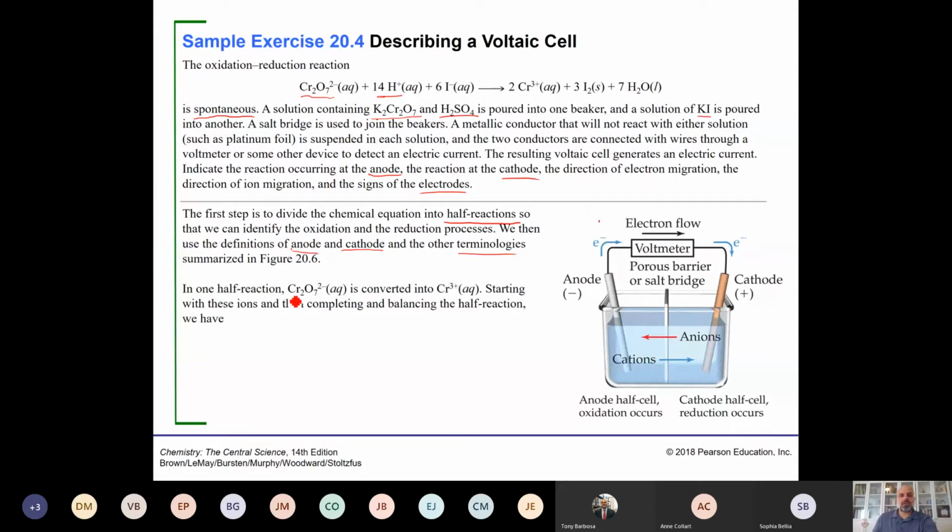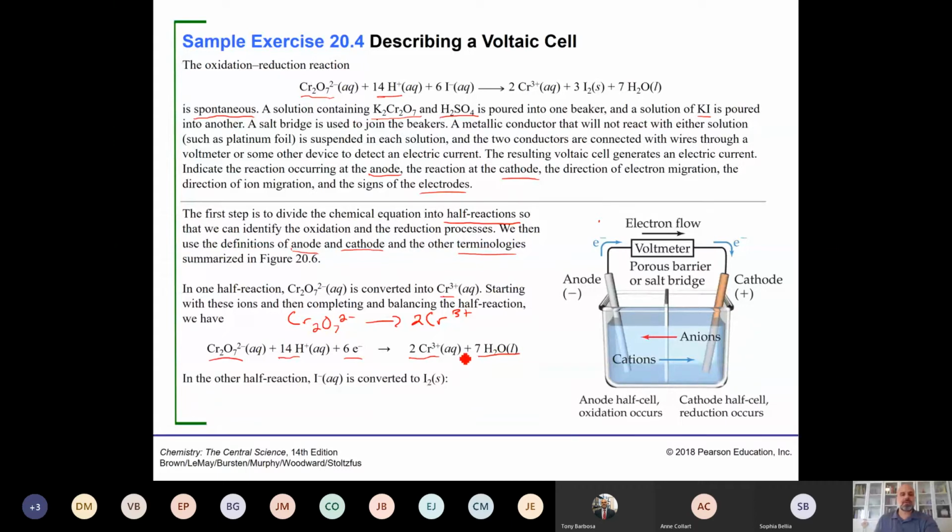In one half reaction, you have the dichromate ion in aqueous solution converted into the chromium-3 ion in aqueous solution. You start with these ions and then complete and balance the half reaction. The dichromate ion reacts with 14 protons plus 6 electrons to give 2 chromium-3 plus and 7 water molecules. You could have started with Cr2O7 2-, moving into 2Cr3+, and then we went through all of the steps we did in the last problems to balance this and get this final equation.